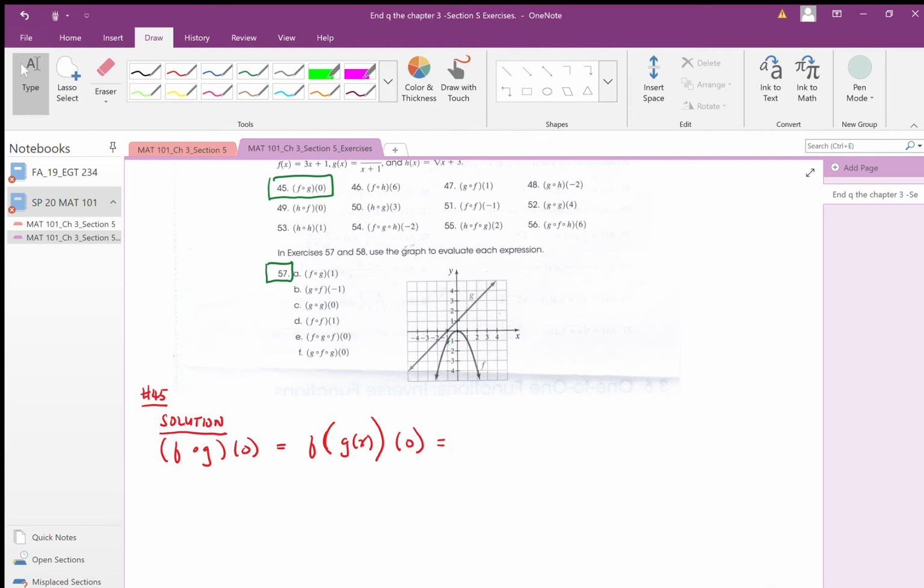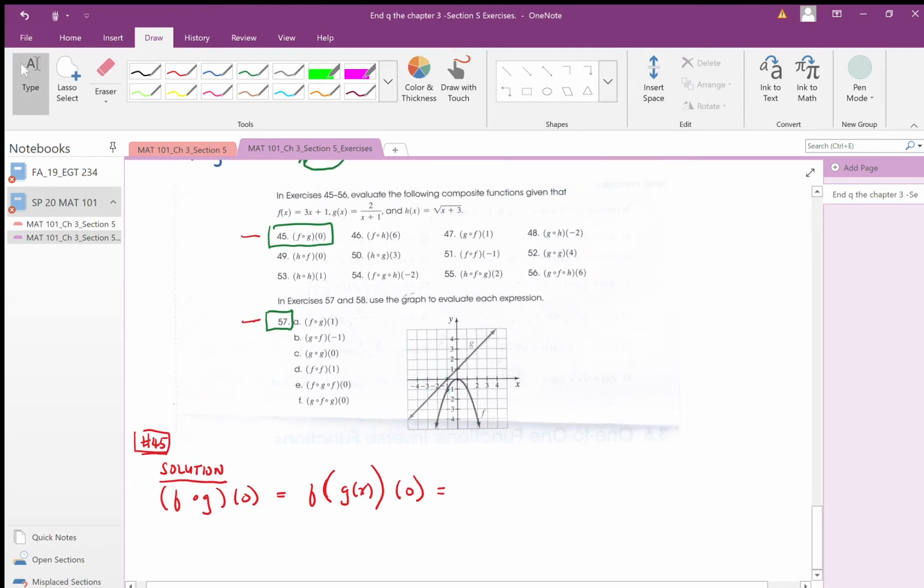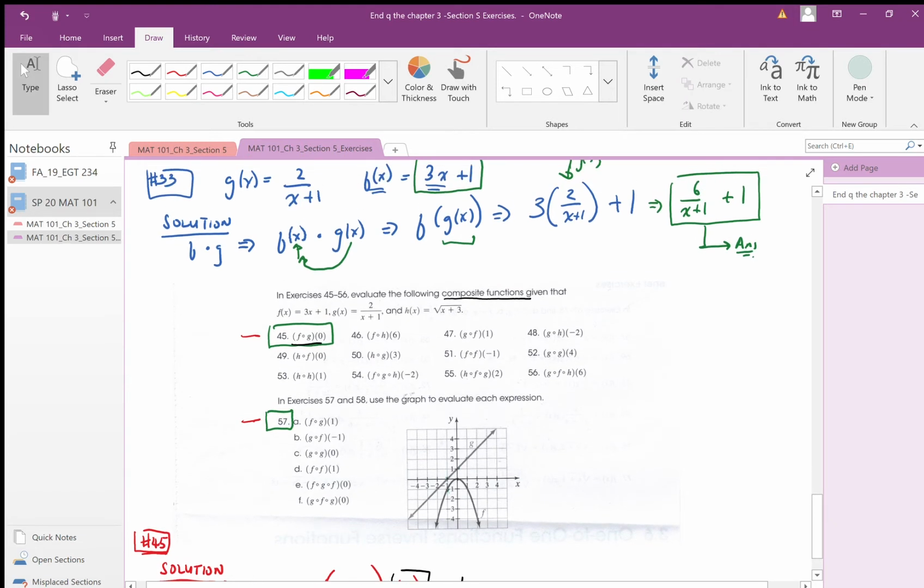Okay, class, let's finish up number 45, and then we're going to do 57, I'm sorry. So number 45, we're asked to evaluate the composite function of the composition of f and g as a function of 0. So again, this value can be rewritten as this. Then whatever our outcome is, we're going to substitute that x value for 0 and then evaluate that particular composition. Our f in this case is nothing more than what we have here.